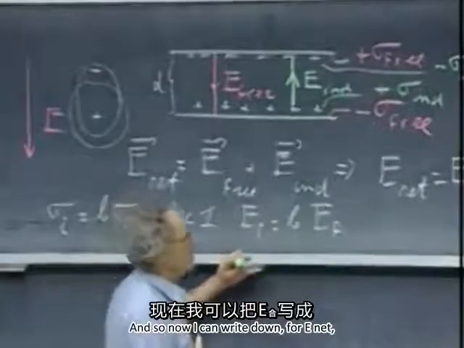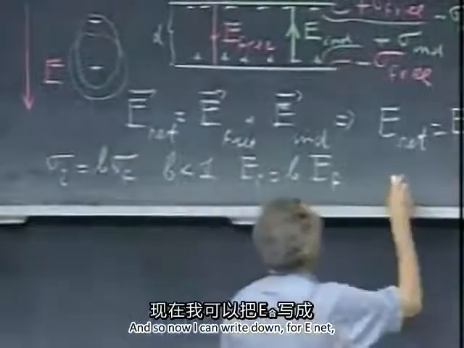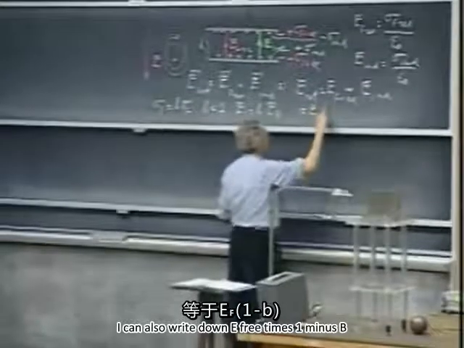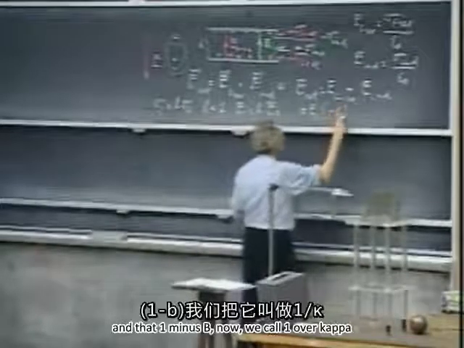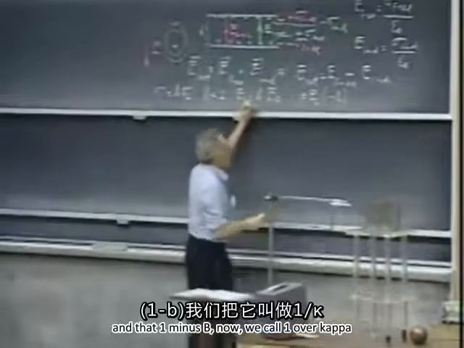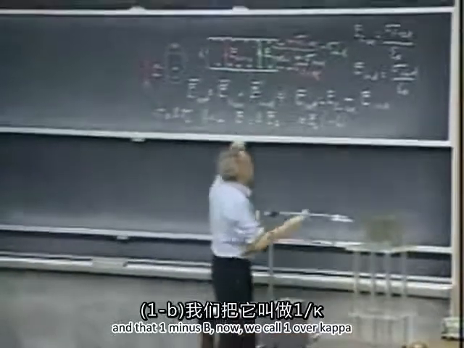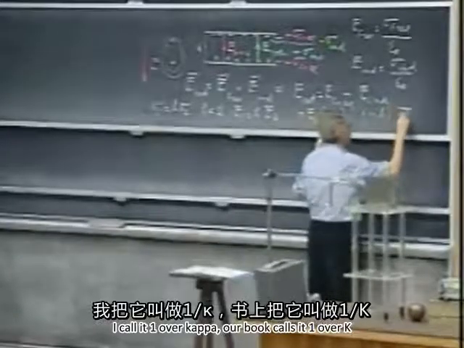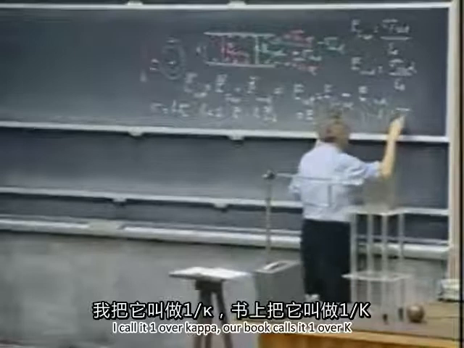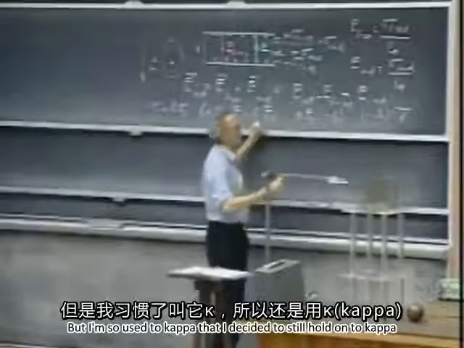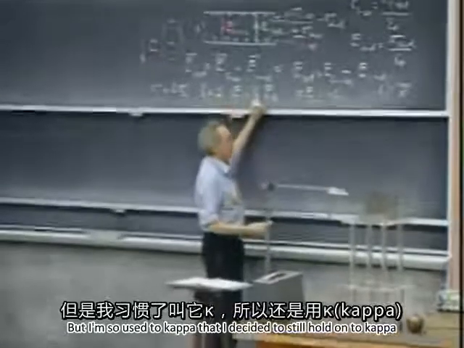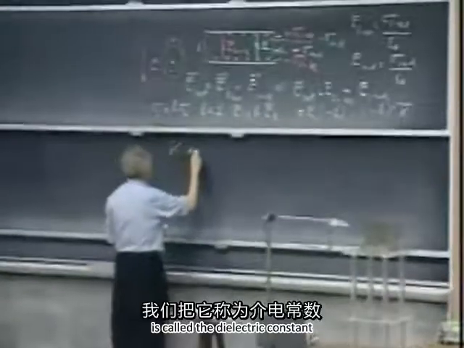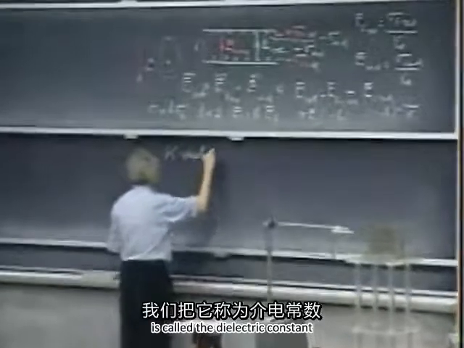And so now I can write down, for E net, E free times 1 minus B. And that 1 minus B, we now call 1 over kappa. I call it 1 over kappa. Our book calls it 1 over K. But I'm so used to kappa that I decided to still hold on to kappa. And that K, or that kappa, whichever you want to call it, is called the dielectric constant.